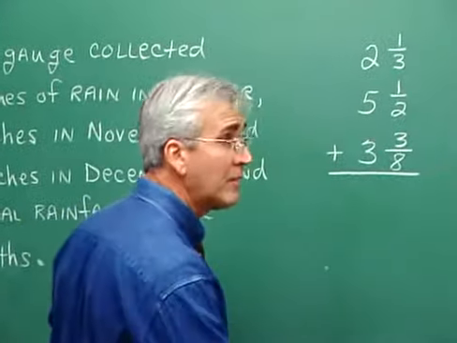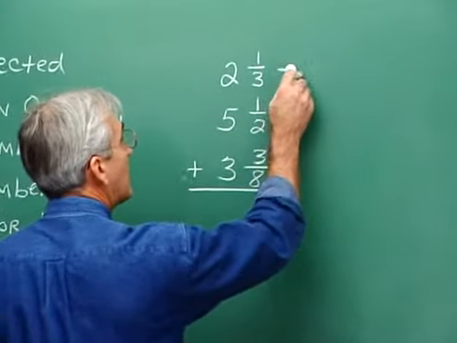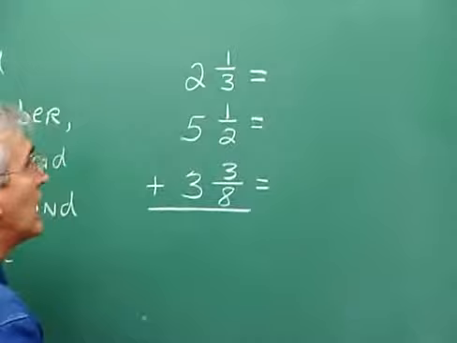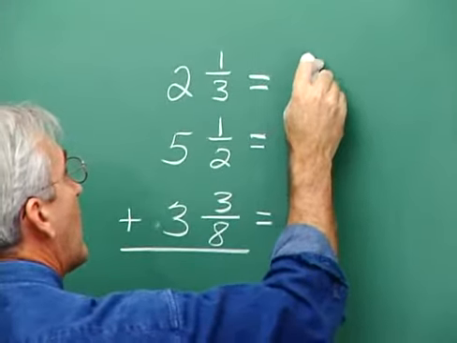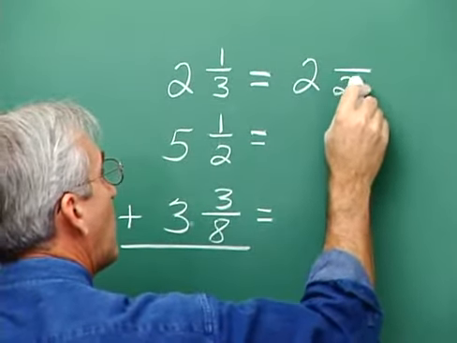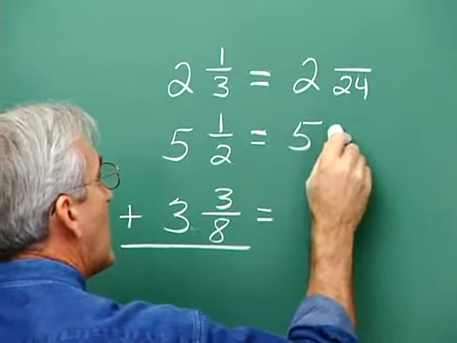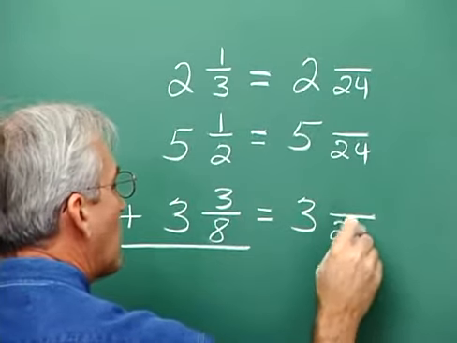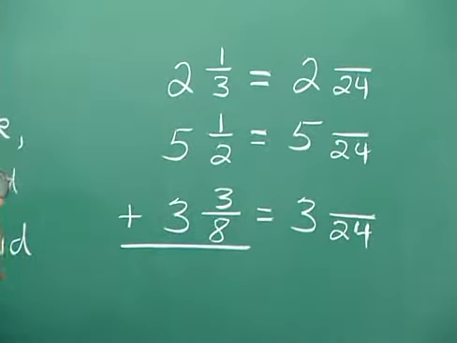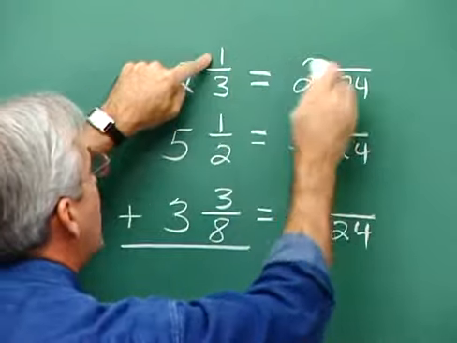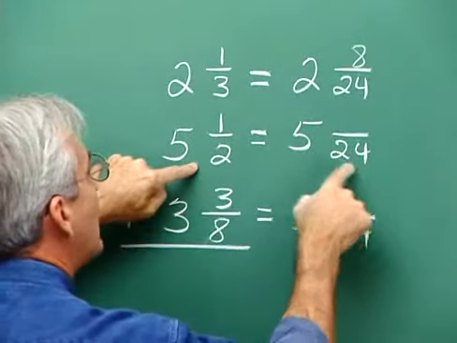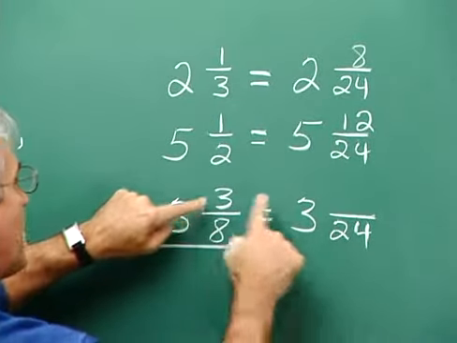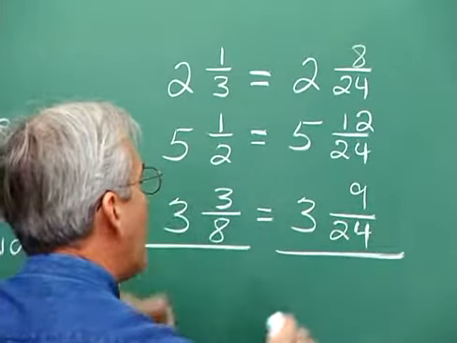Notice that we need a common denominator. The common denominator here, the least common multiple for the 3 numbers, turns out to be 24. So we come out to the side and we write 2 and some number of 24ths. We write 5 and some number of 24ths. We write 3 and some number of 24ths. And now we identify the numerators. 3 into 24 goes 8. 8 times 1, 8. 2 into 24, 12. 12 times 1, 12. 8 into 24, 3. 3 times 3, 9. And now we're ready to add.